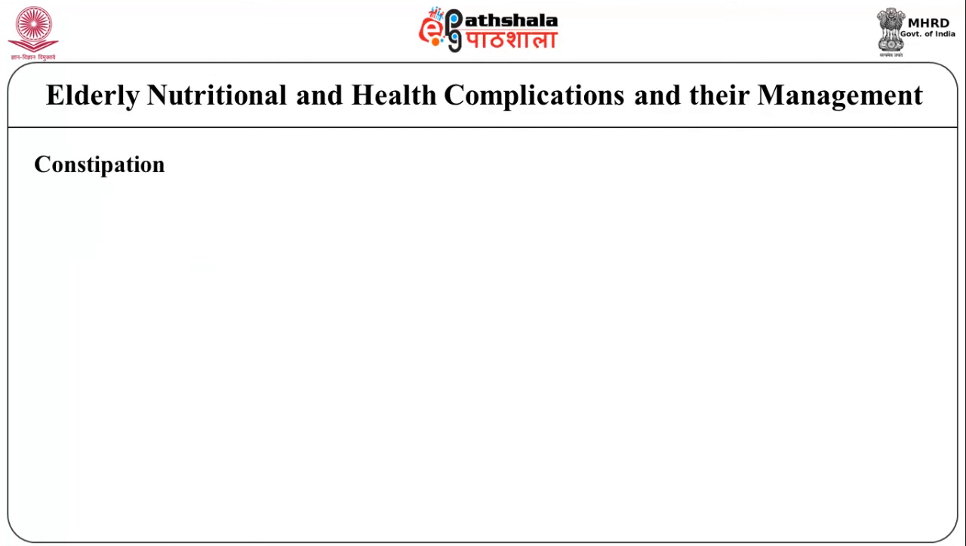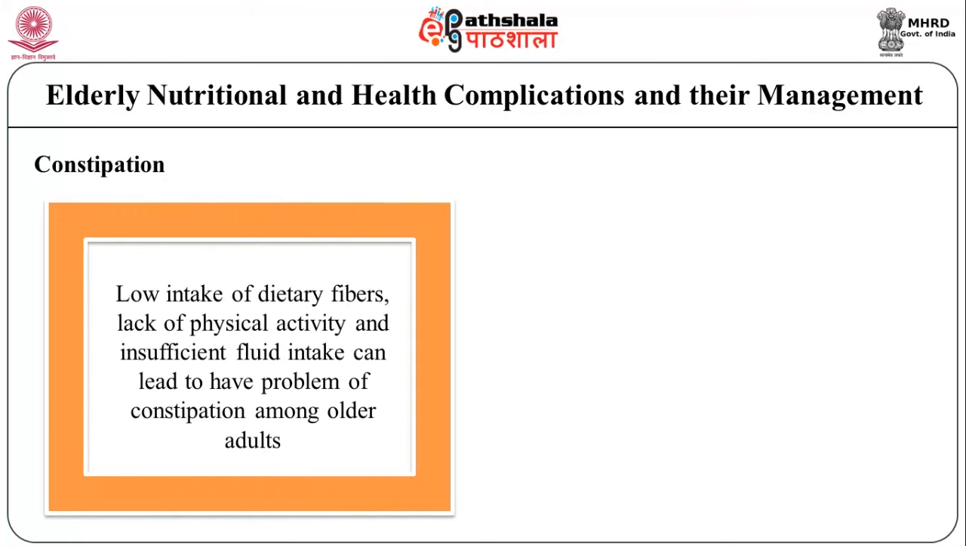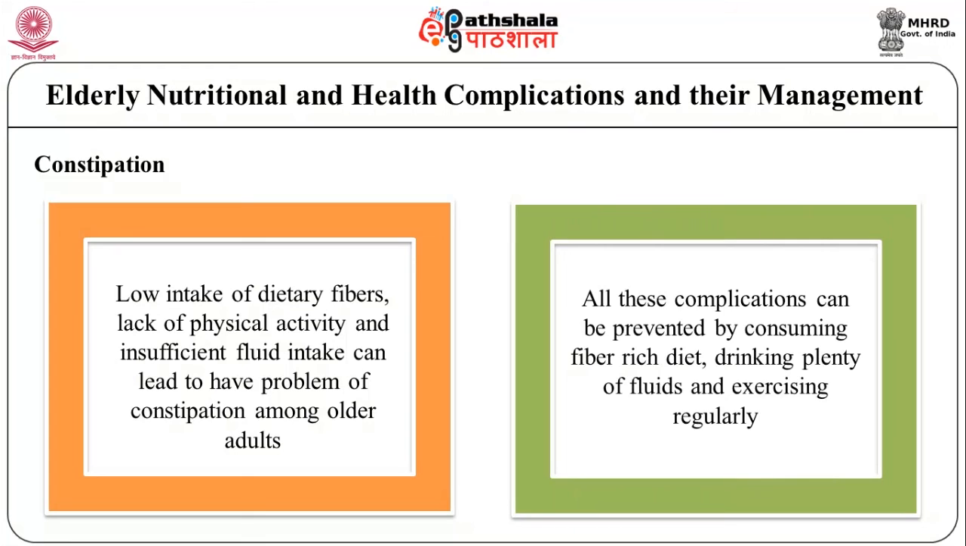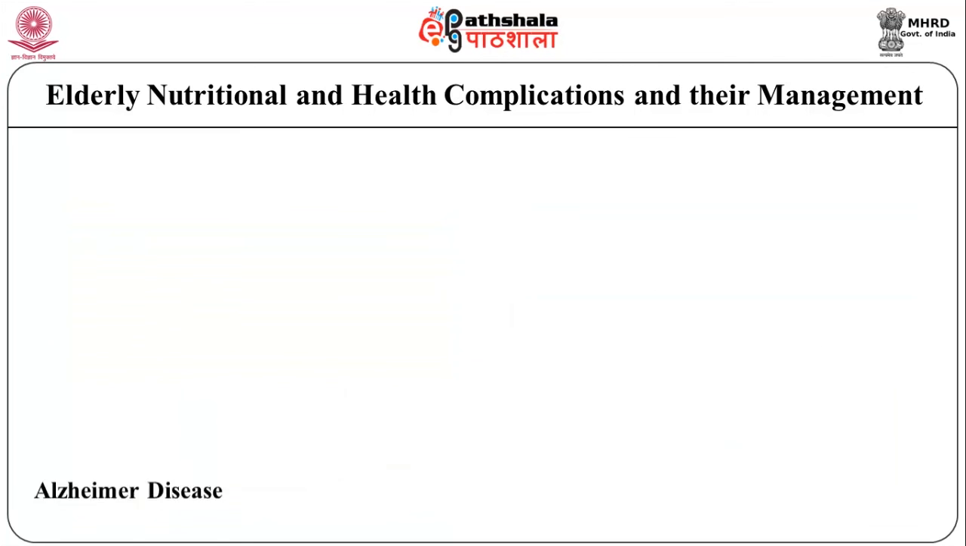Now let's have a look at the dietary recommendation during constipation. Low intake of dietary fiber, lack of physical activity, and insufficient fluid intake can lead to problems of constipation among the elderly. Moreover, it may also be caused by the effect of medications and delayed transit time in the gut. All these complications can be prevented by consuming a fiber-rich diet, drinking plenty of fluids, and exercising regularly.